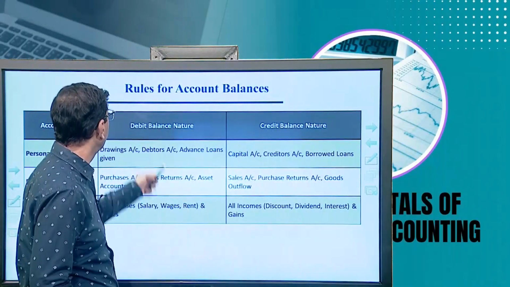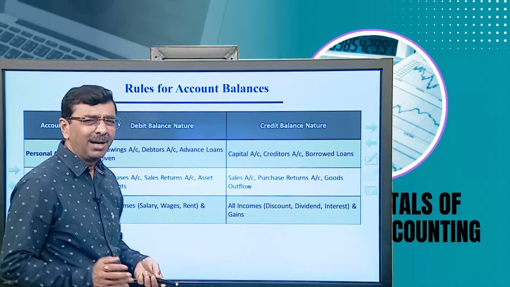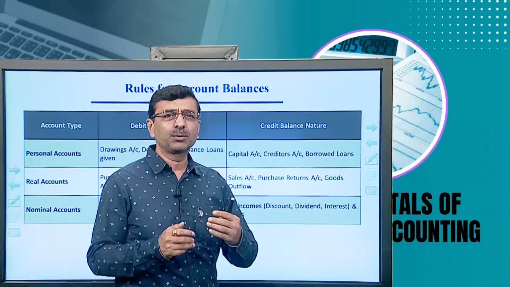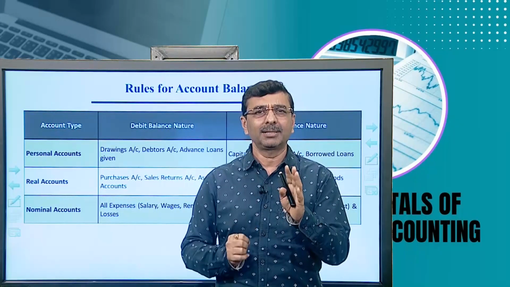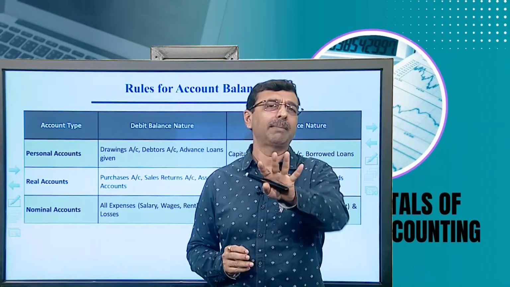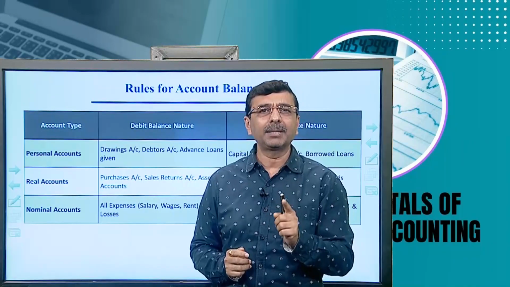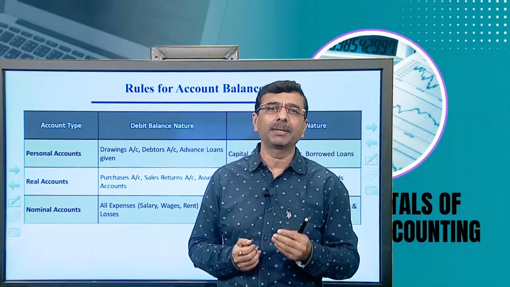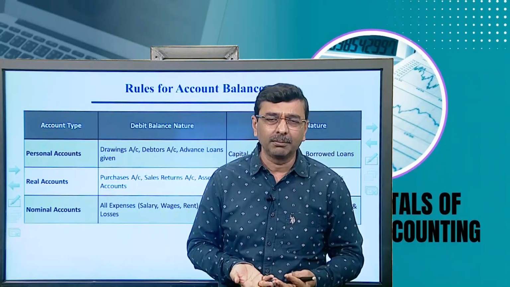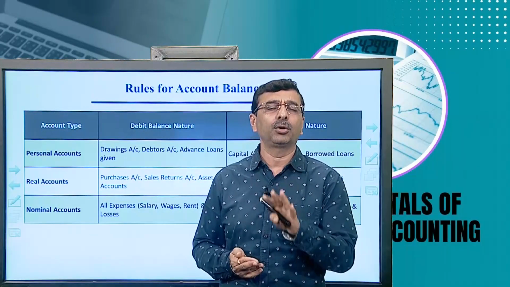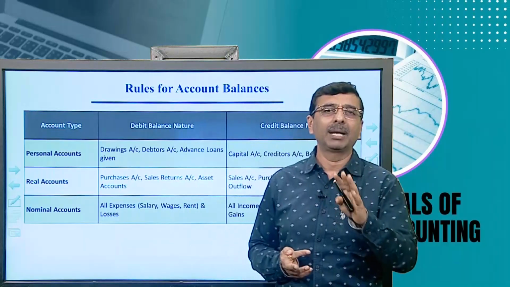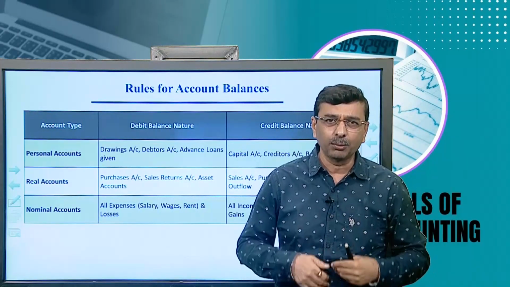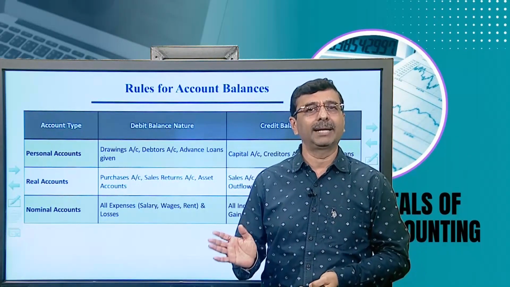Now, rules for account balances. They are not really rules, but I just want to tell you a few basic standards. The standard means that certain accounts have certain balances only. Capital is always credit, because the capital is brought by the owner into the business. The capital account is always a credit balance. Most probably a negative balance in the capital account should not happen, because we brought the capital into the business, so it is always a credit balance.